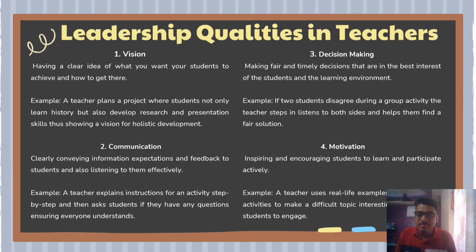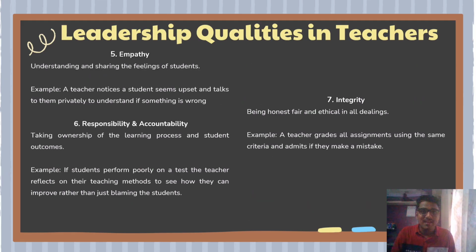Decision making: making fair and timely decisions, making sure that you are not being biased with students. Your decisions should ensure that you're not showing partiality or any bias with your students. Motivation: inspiring and encouraging students to learn and participate actively in the classroom activities. Empathy: you must make sure that you understand the feelings of the students. Responsibility and accountability: taking ownership of the learning process and the student outcome.